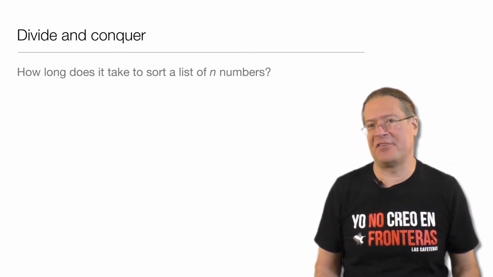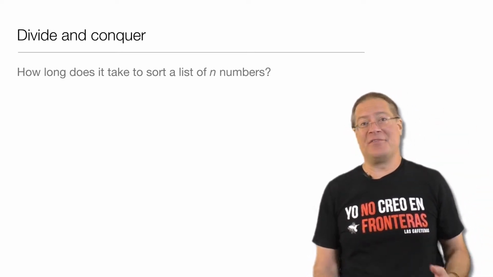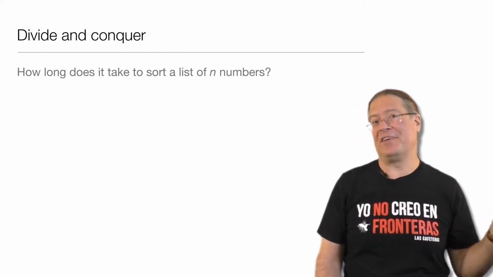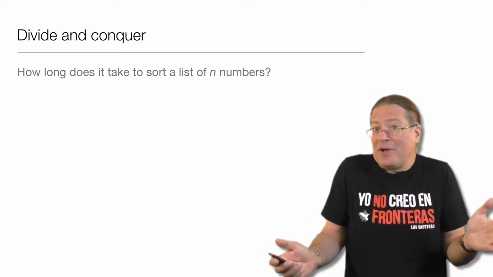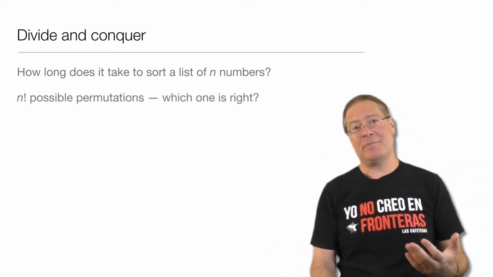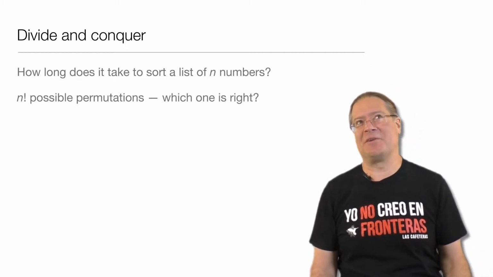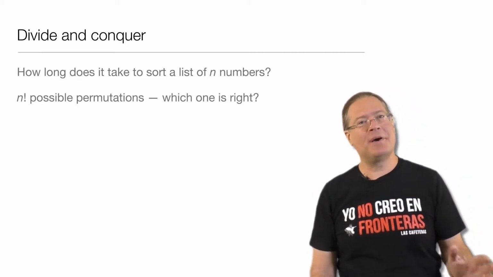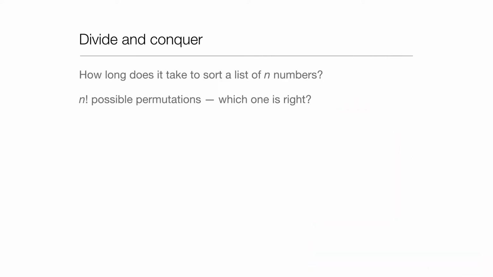vast space of possibilities. In particular, if you have n numbers, there are n factorial different ways in which they could be ordered, and only one of these goes from smallest to largest. So if you'd never thought about it before, you might think that sorting was hard. Well, of course, sorting isn't that hard. But how can we sort numbers efficiently?